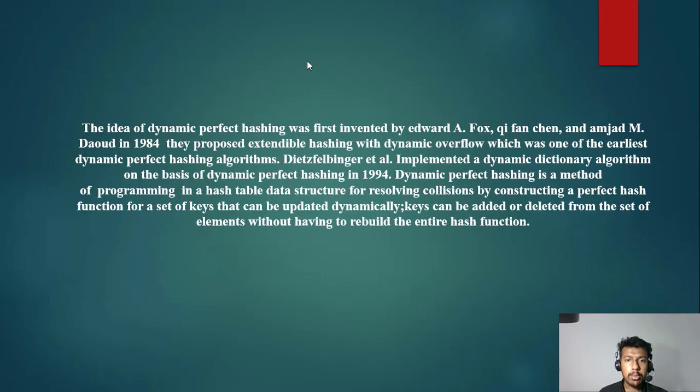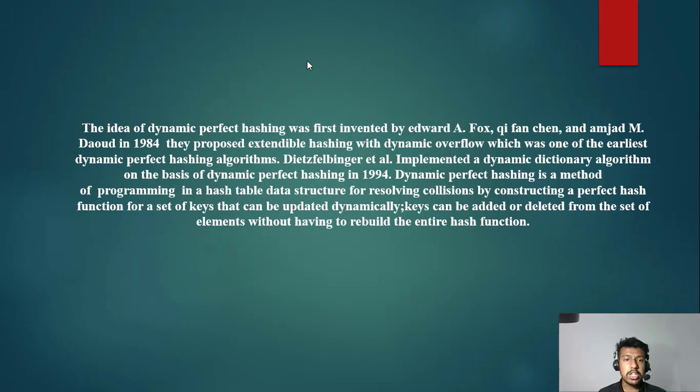The idea of dynamic perfect hashing was first invented by Edward A. Fox, Chi Fan Chen, and Amjad M. Daud in 1984. They proposed extendable hashing with dynamic overflow, which was one of the earliest dynamic perfect hashing algorithms. Dietzfelbinger implemented a dynamic dictionary algorithm on the basis of dynamic perfect hashing in 1994.